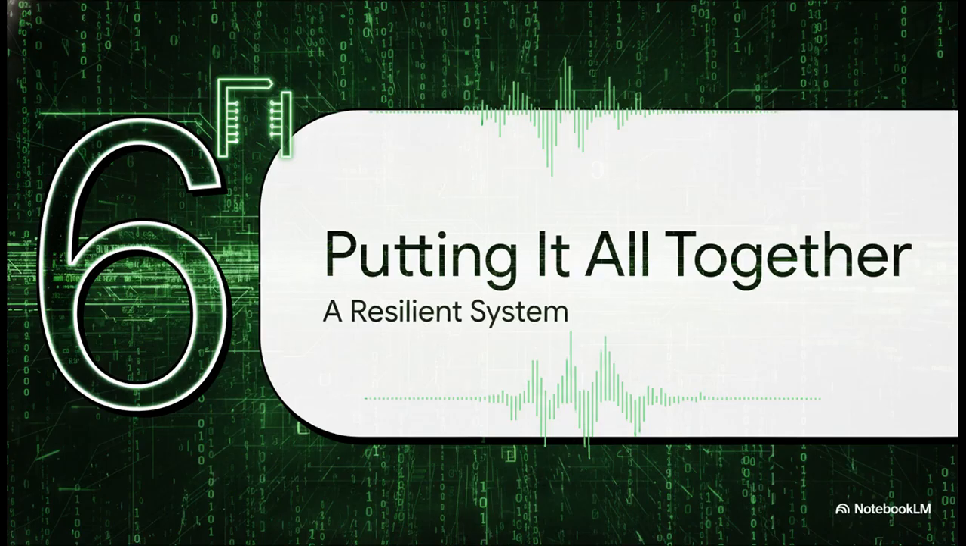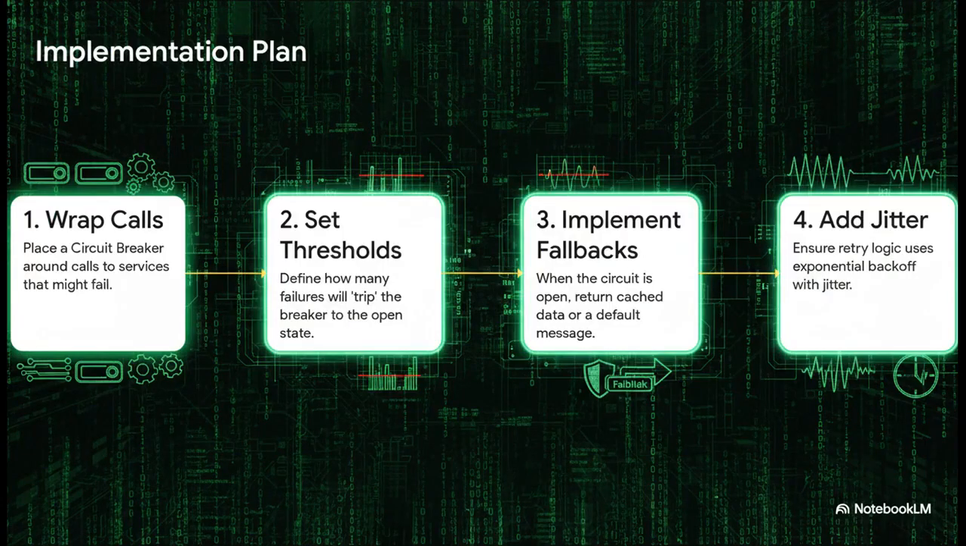So how do these actually work together in a real-world system? Well, it really boils down to just a few key steps. First, you wrap any risky call to an external service inside a circuit breaker. Second, you decide on your failure thresholds. How many failures are too many? Third, you've got to have a fallback plan for when that breaker is open. Maybe you show some cached data or a friendly error message. And finally, and this is absolutely crucial, you make sure that any and all retry attempts use jitter.